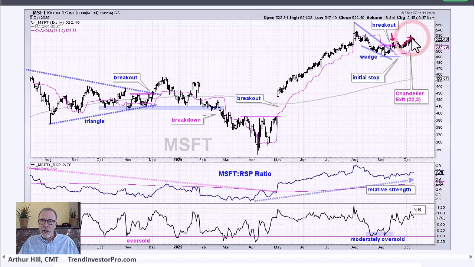But then we continue higher into early October. And so now we have to consider adjusting our stop. Now you can trail it up. You can put it at 505 there based on that low from late September. Or you could use the chandelier exit 22.3, which is the pink line, and it's at 507.59. Now this is a short-term strategy, but the reason I use short-term strategies is because I'm trying to get in on a long-term uptrend.